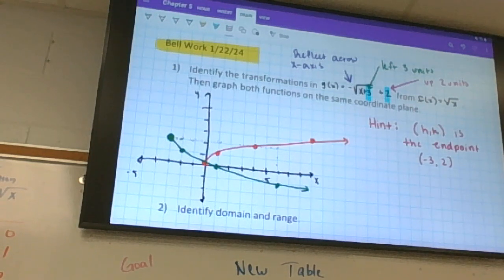So that's 2, 1, 0. So that -3. -1. So now I have ordered pairs. I have -3, comma 2, -2, comma 1, 1, comma 0, 6, -1, and I could just plot these points.